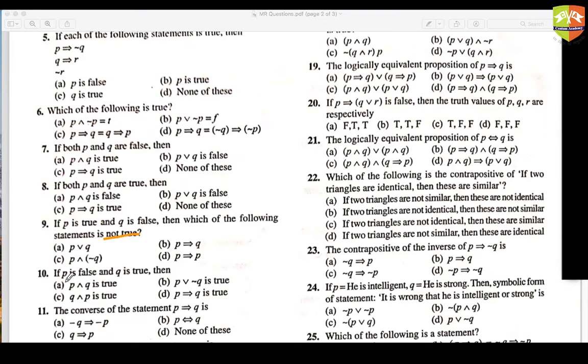P or A, and B. This is false. That one no, that one no. This is basically the negation of this one, so this cannot be the answer. This is a tautology, right? Also cannot be an answer. So A and B are correct. Yes, sir.